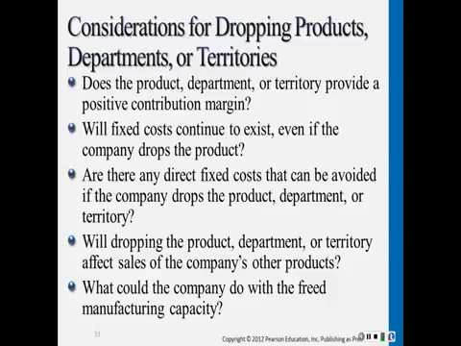Here are some of the questions managers must consider when deciding whether to drop a product line, department, or territory. Does the product, department, or territory provide a positive contribution margin? Will fixed costs continue to exist even if the company drops the product? Are there any direct fixed costs that can be avoided if the company drops the product, department, or territory? Will dropping the product, department, or territory affect sales of the company's other products? What could the company do with the freed manufacturing capacity?